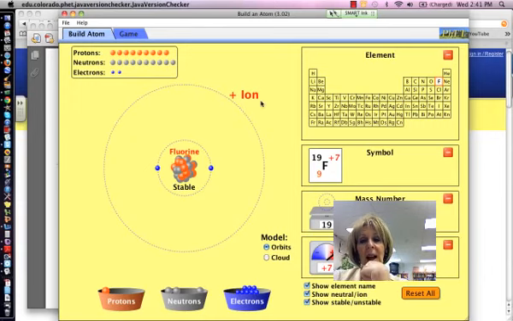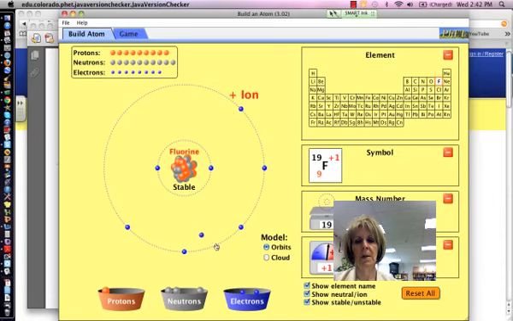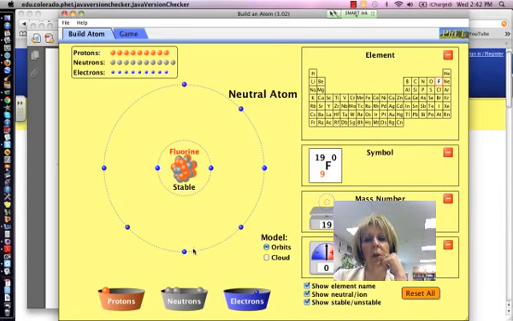Now, it's not an atom yet because I don't have the same number of negative charges as I do positive charges. Remember, atoms are neutral. So I need to add 5 more electrons. Okay, so now I have a neutral atom. I have 9 protons and 9 electrons. So my net charge is 0.